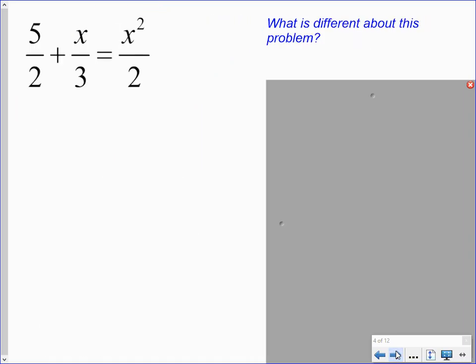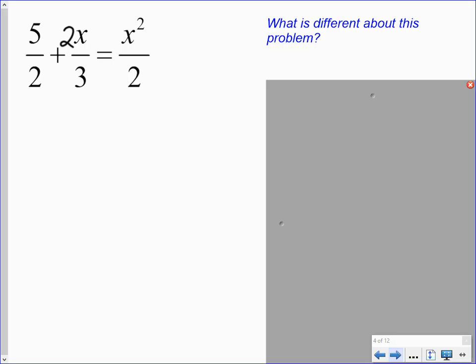I think I need to add a 2 on this one. I'll look and see if that's correct. I changed something about this problem. Can anybody tell me what I changed? I made it a little bit more challenging. All the denominators are not the same.